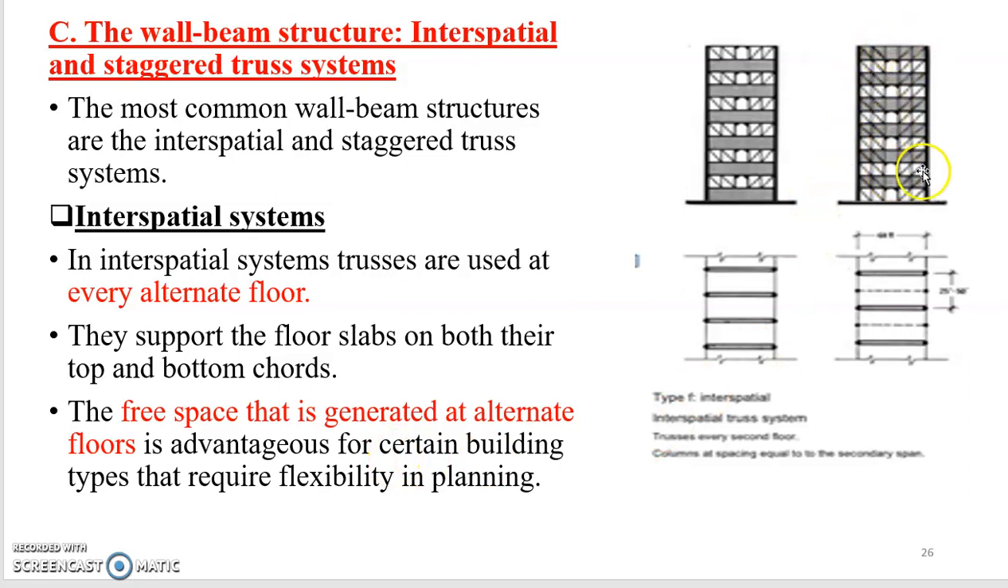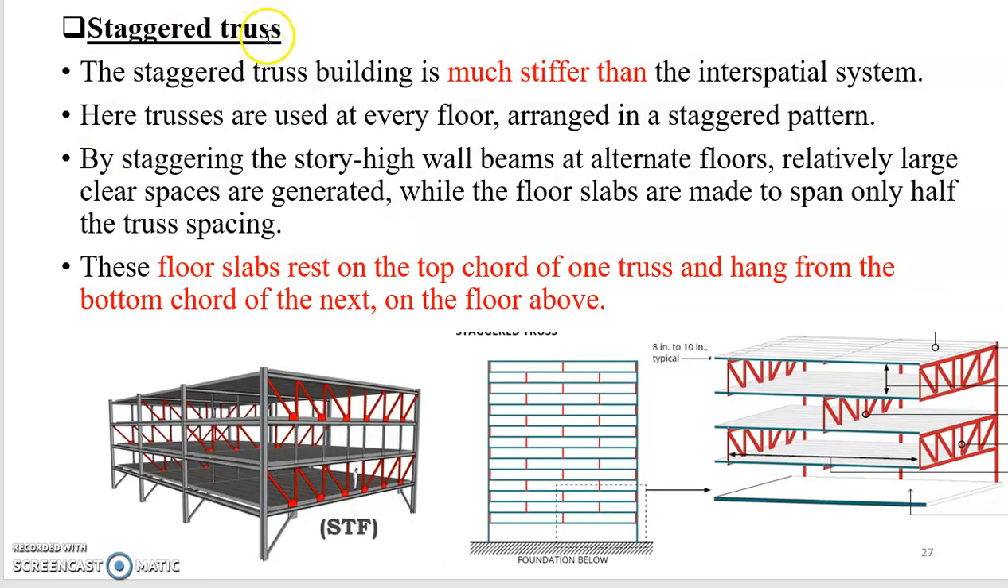Here also we can see the same interspatial system with the truss members arranged in alternate floors. Next comes the staggered truss. The staggered truss building is much stiffer than the interspatial system, because here you can see in the picture, this is stronger than the interspatial system, because we can see the truss members in every floor, which are not arranged or planned in a beautiful manner, but it gives more strength than the interspatial system.